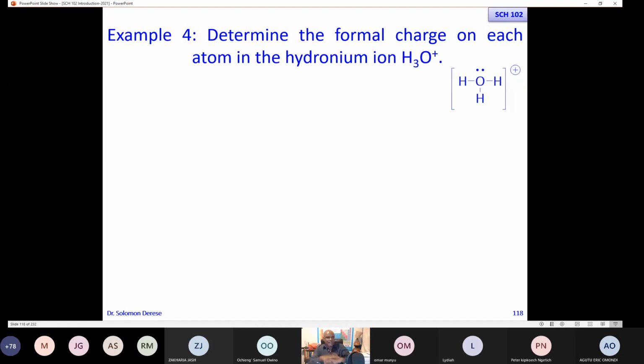The charges on the hydrogens were neutral. Each of them were 0, 0, 0. So 0 plus 0 plus 0 plus 1 of the oxygen is +1. The +1 charge you see on H3O+ is as a result of the fact that the oxygen is positively charged, that the oxygen has got a +1 charge. Okay?